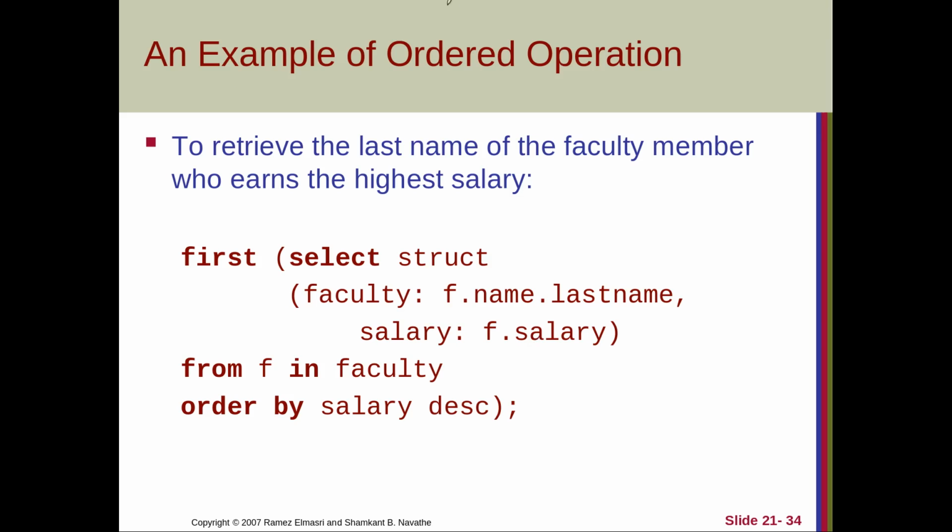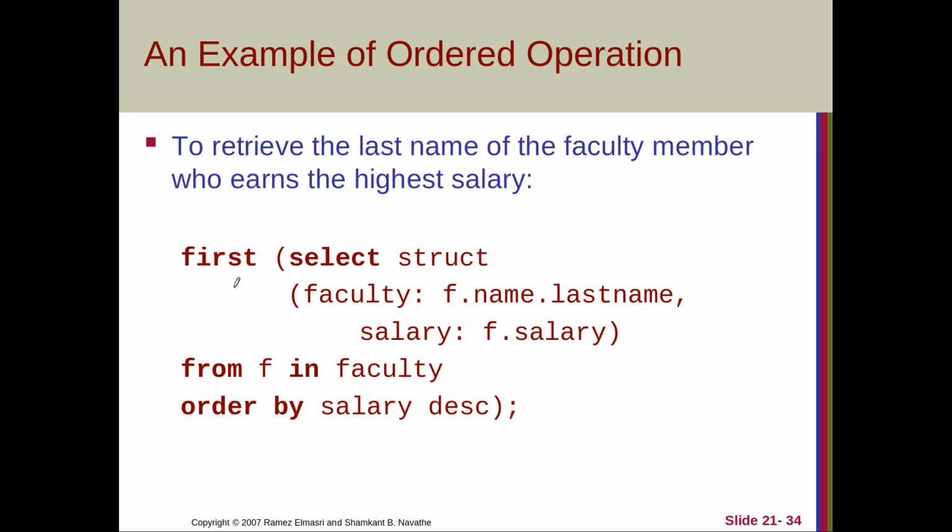Now you can see an ordered operation to retrieve the last name of the faculty member who earns the highest salary. To retrieve the last name of a faculty who earns the highest salary, we need to order the faculty based on the salary. So first we need to find out, among the set of salary, who is first. After ordering in descending order, retrieve the first element.